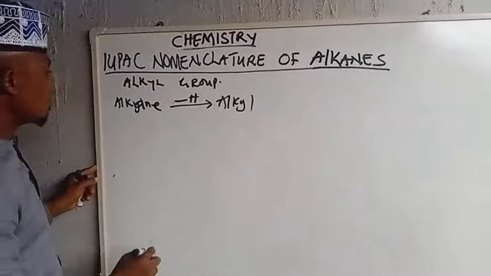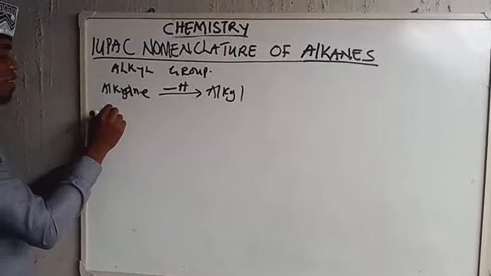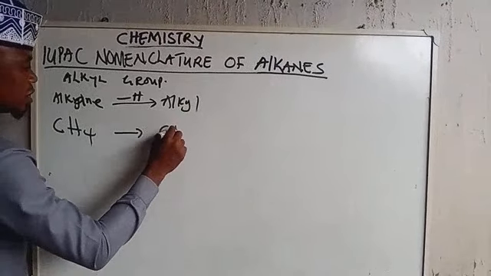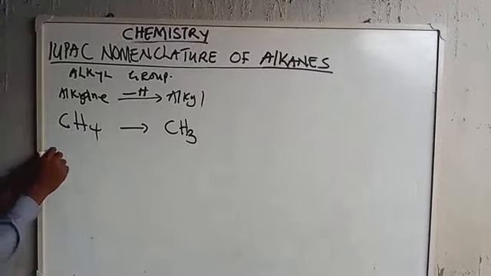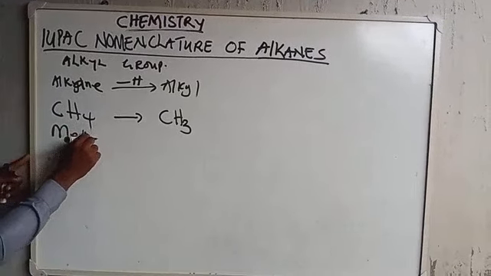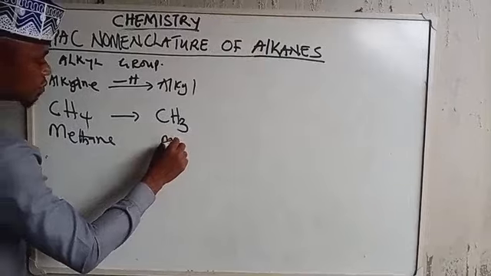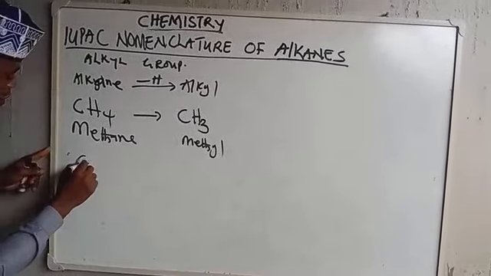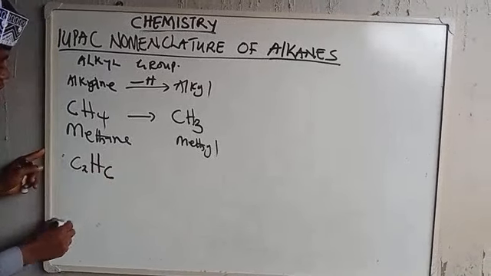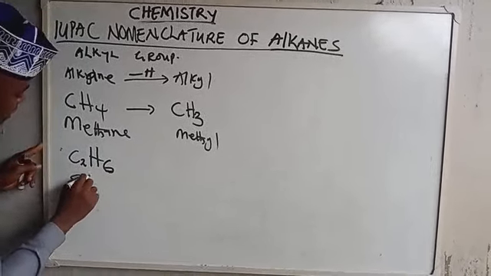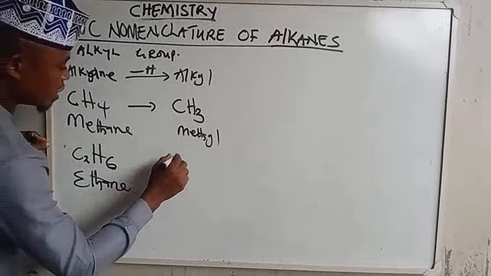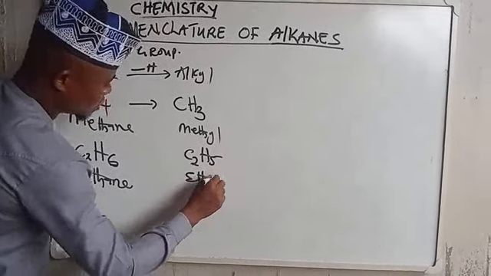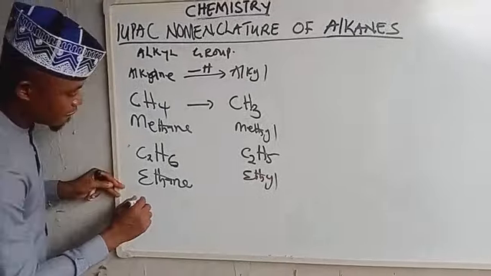For example, if you remove one hydrogen from an alkane, you have an alkyl. Your methane, CH4, minus one hydrogen will become CH3. So this is methane, and this is methyl. Ethane, C2H6. This is ethane. If it loses one hydrogen, it becomes C2H5. This is ethyl.